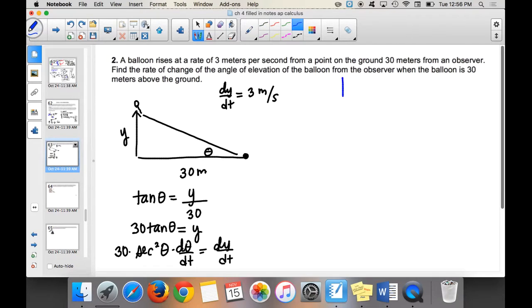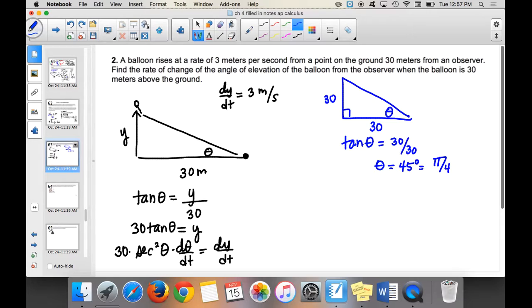So sometimes we need to use a second triangle because we don't know what theta is at that point in time. Can you guys guess what theta is at this point in time? You should know this. It's 45 degrees. So we need that for right here, for the theta. So we can find that by using the original equation. Tangent of theta equals 30 over 30. Theta is equal to 45 degrees, which we're going to write in radians, pi over 4. Just because in calculus we always use radians, right?